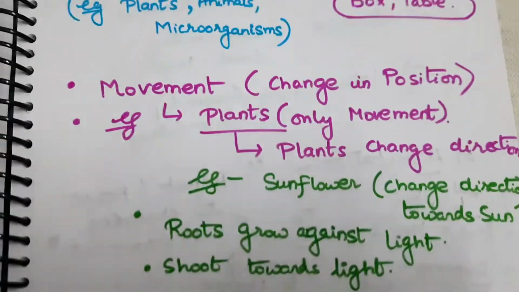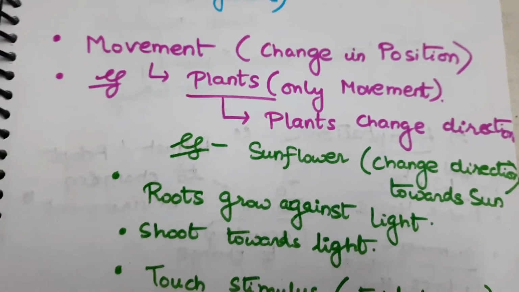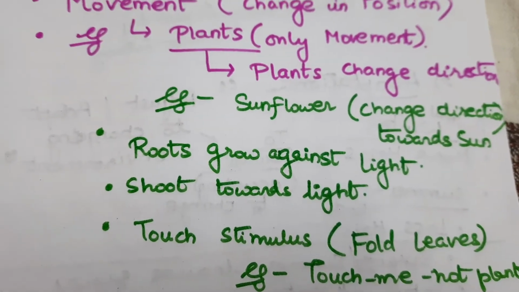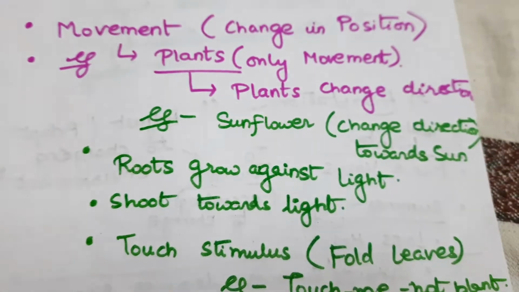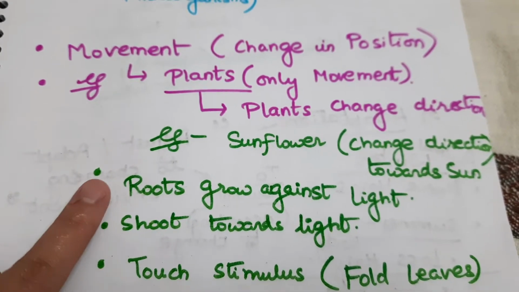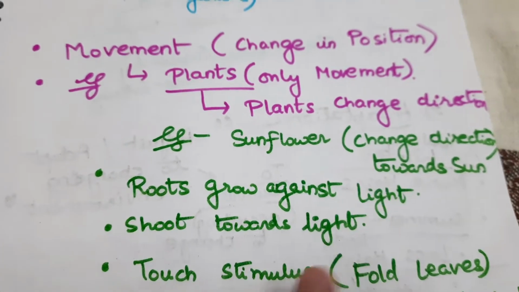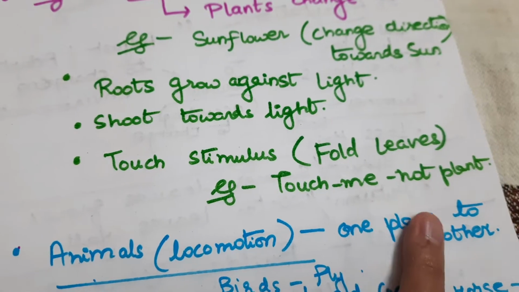Now movement. Movement is what? Change in the position. Like plants also do movement. Plants change their direction, like the sunflower changes its direction towards the sun. The root grows against the light. The shoot grows towards the light. In the touch stimulus, the touch-me-not plant folds its leaves.